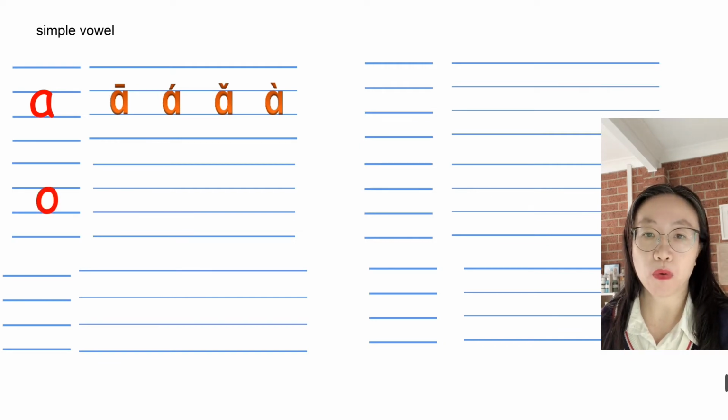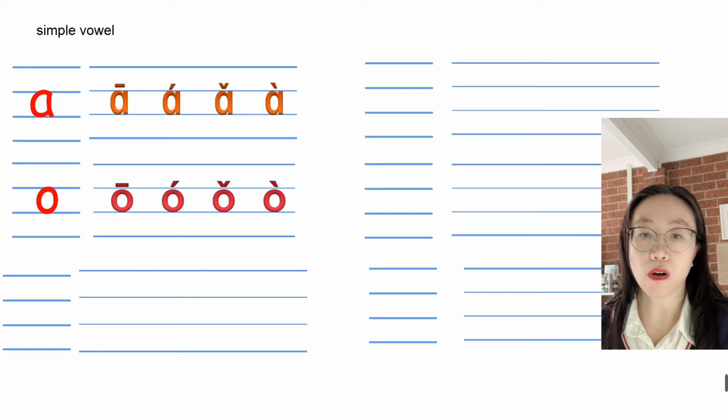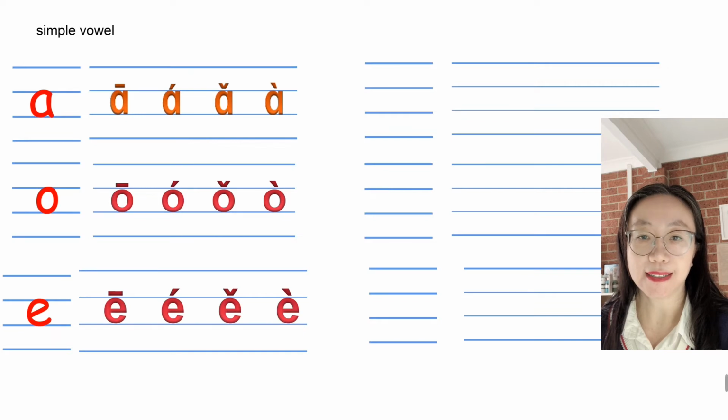The second simple vowel. O, o, o. The third one. Uh. The fourth one, E, E, E.